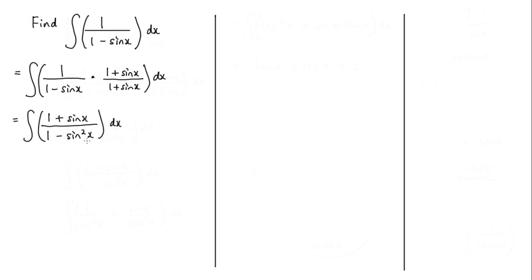Now looking at this denominator here, I've got 1 minus sine squared x. Well, you may recall that sine squared x plus cos squared x is equal to 1. So 1 minus sine squared x, well, that would be equal to cos squared x. So what I have here is 1 plus sine x, and that's all over cos squared x with respect to x.